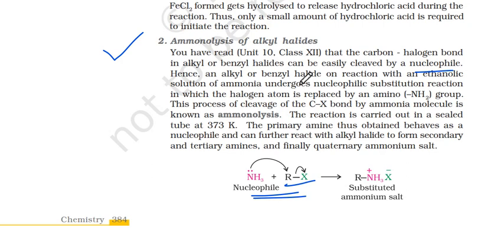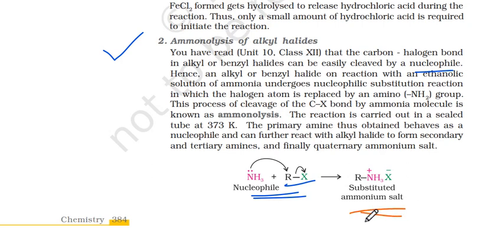This process of cleavage of the C-X bond by ammonia molecule is known as ammonolysis. What is ammonolysis? Cleavage of the R-X bond with the help of a nucleophile, which is basically your ammonia over here. The reaction is carried out in a sealed tube. The primary amine thus obtained behaves as a nucleophile and can further react with alkyl halide to form secondary and tertiary amines and finally a quaternary ammonium salt. So this substituted ammonium salt, eventually this is what you get.